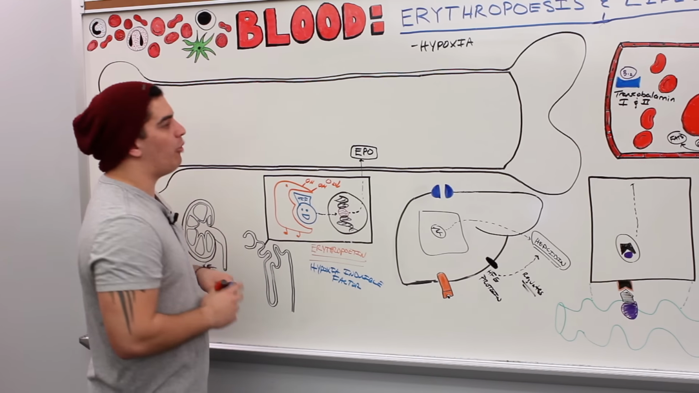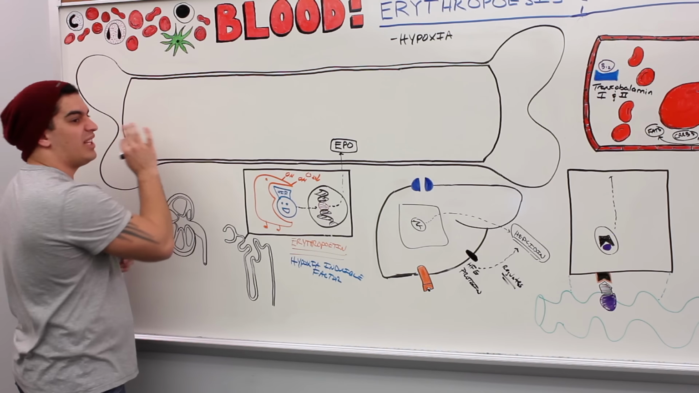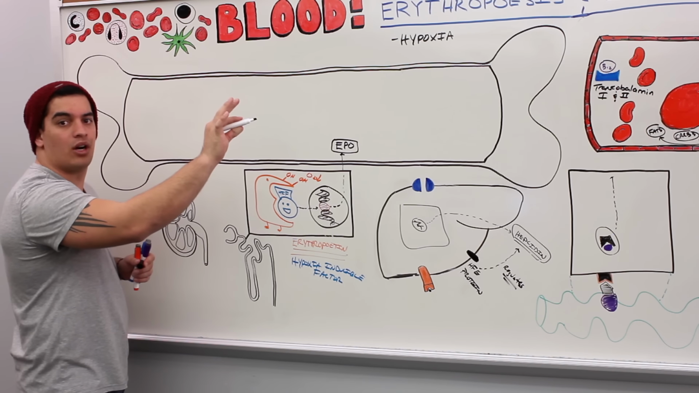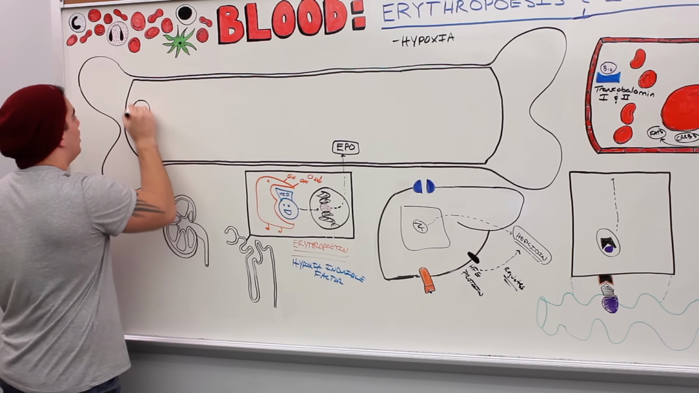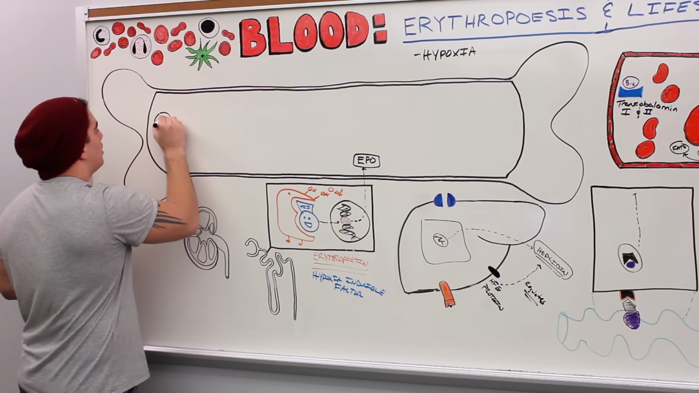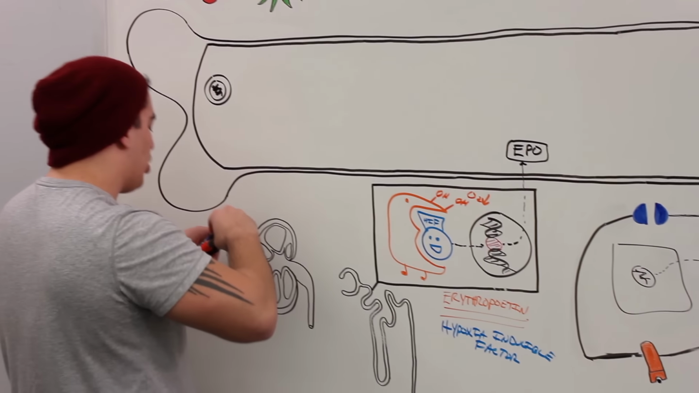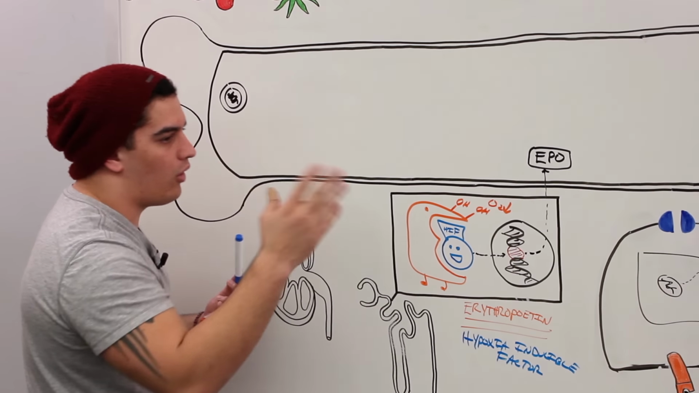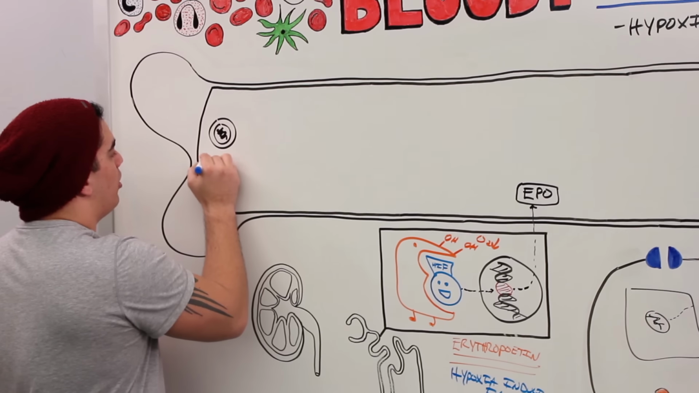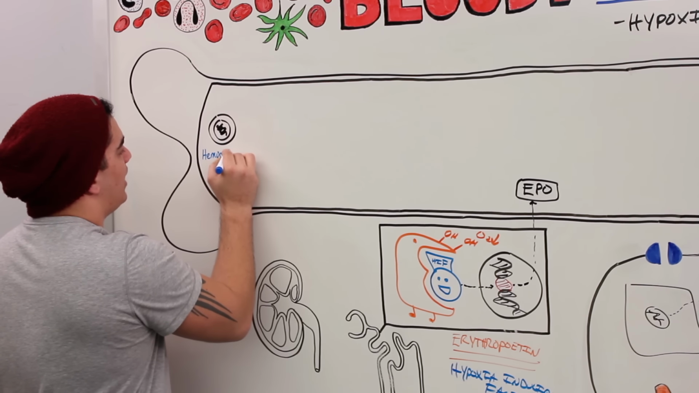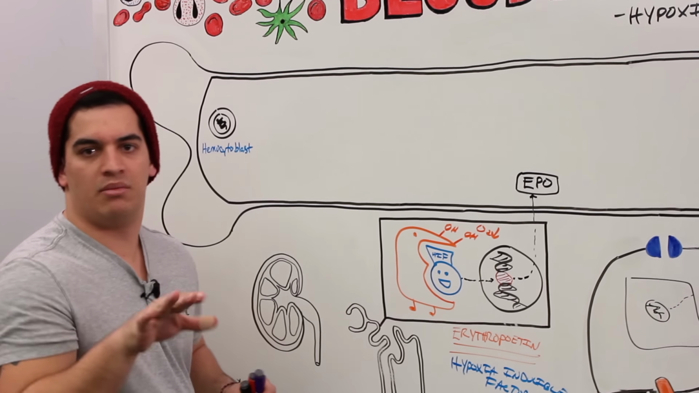So we're going to start here in the bone marrow. In the bone marrow, we're going to have a stem cell for all the blood cells in our entire body, right? That stem cell is called a hemocytoblast. So we can call it a hemocytoblast, or we can even call it a pluripotent stem cell, or we can call it a hematopoietic stem cell. I'm just going to go ahead and put hemocytoblast.